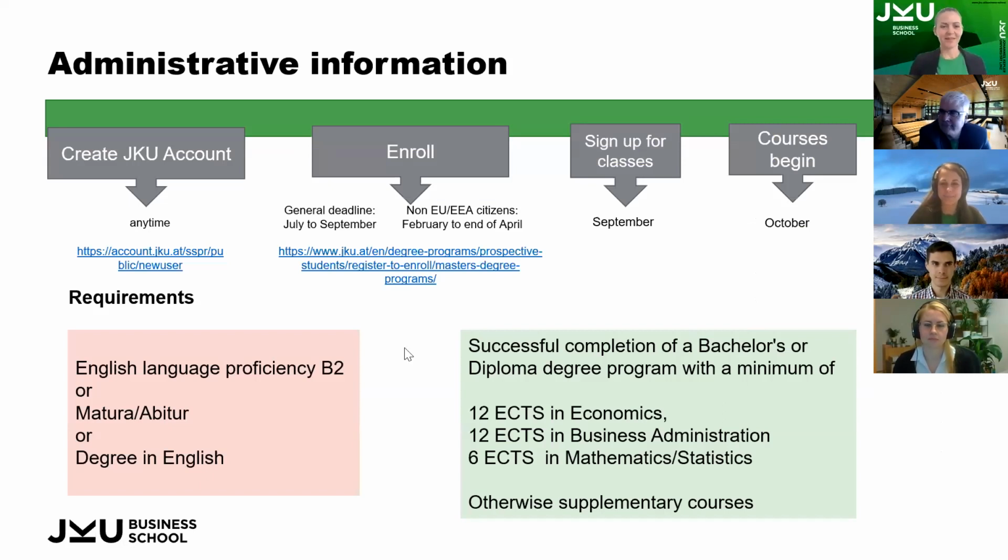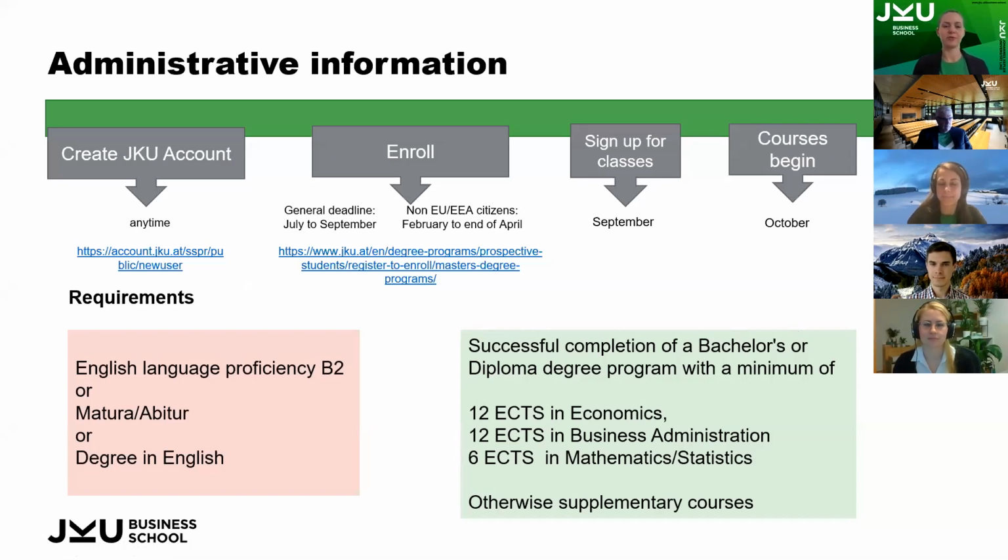Thank you, Sophie. Yes, I will talk about administrative stuff. So if you decide to become a JKU student, what will be the first steps? The first thing to do would be to create a JKU account. This could be done anytime, so this would just be important to be done before the official enrollment. We put the link in it. I will try later to put it in the chat. So once you have created the JKU account, you can go further for the enrollment.